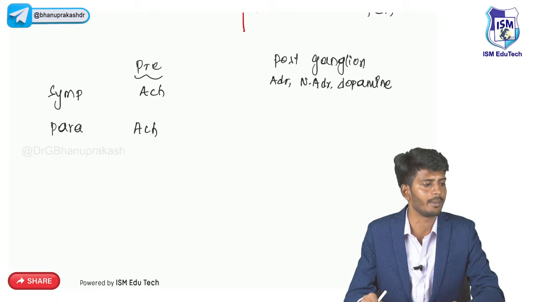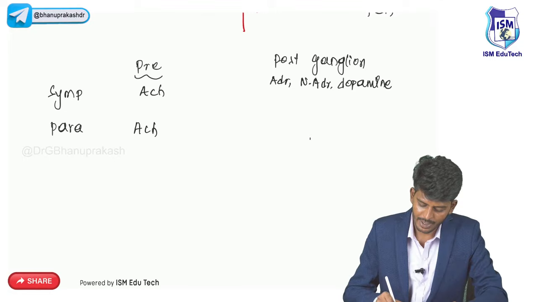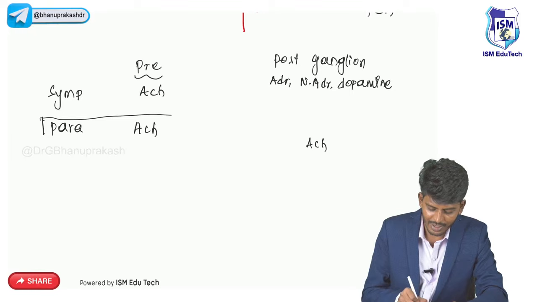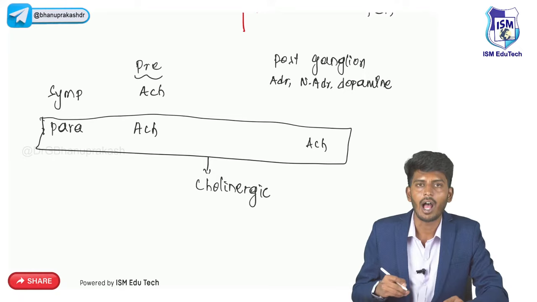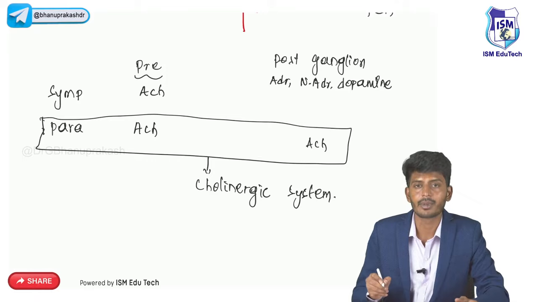But in parasympathetic, the postganglionic neurotransmitter is also acetylcholine. If you notice here, the complete parasympathetic system operates by acetylcholine. That is why we call it a cholinergic system, which is basically operated with the help of acetylcholine.